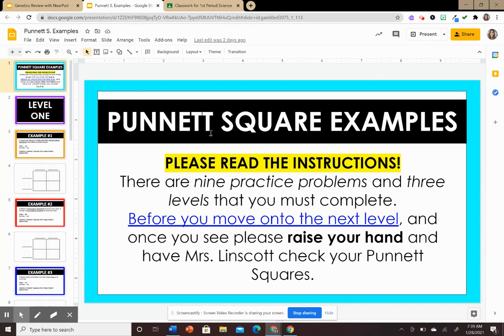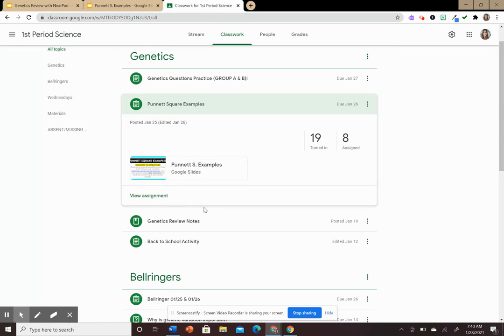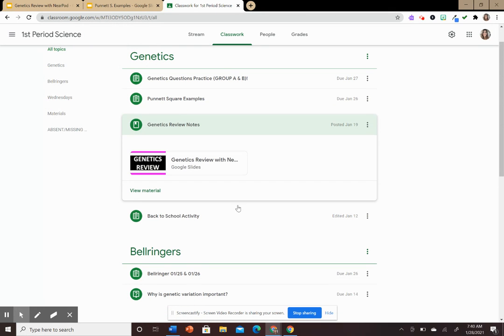Now, before we start the Punnett squares, you need to understand, I've told you all several times that there are 6 words that you have to understand and know in order to complete the Punnett squares. So you want to go back to your classwork tab, and then scroll down until you find genetics review notes. That's super important. You're going to want to use this on your Punnett square examples, and you're going to want to use this for the genetics test that I'm giving you.